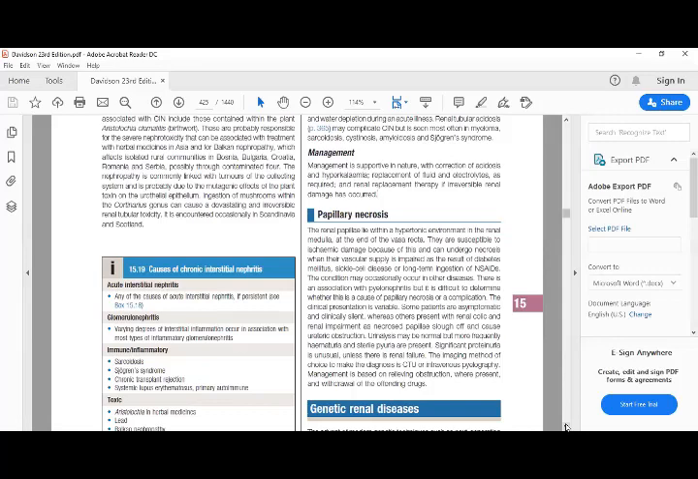The imaging method of choice to make the diagnosis is CT urography or intravenous pyelography. Management is based on relieving obstruction where present and withdrawal of the offending drugs.